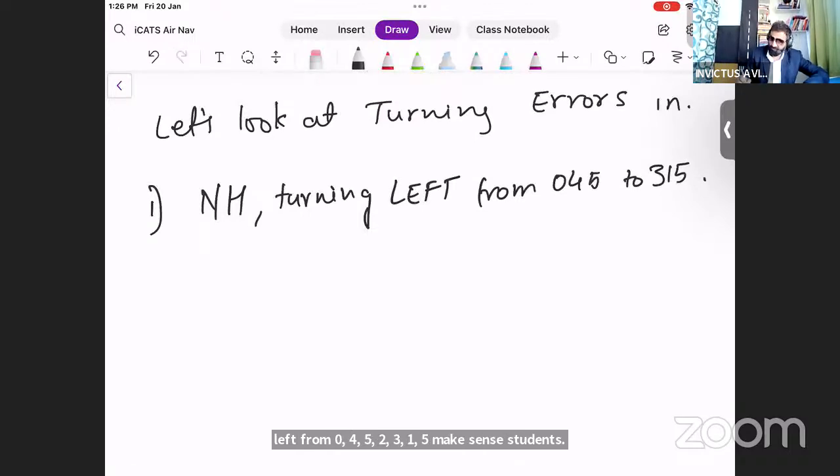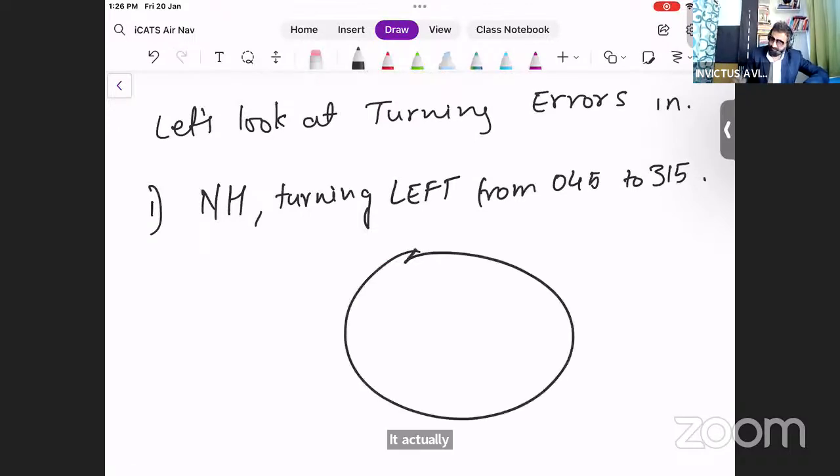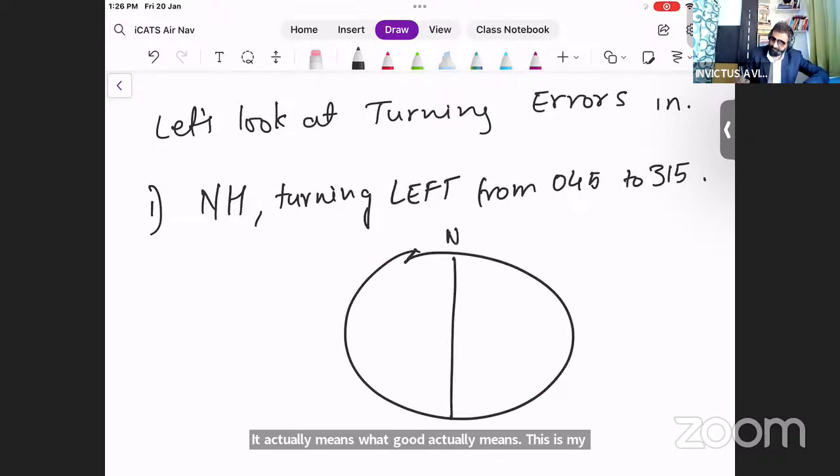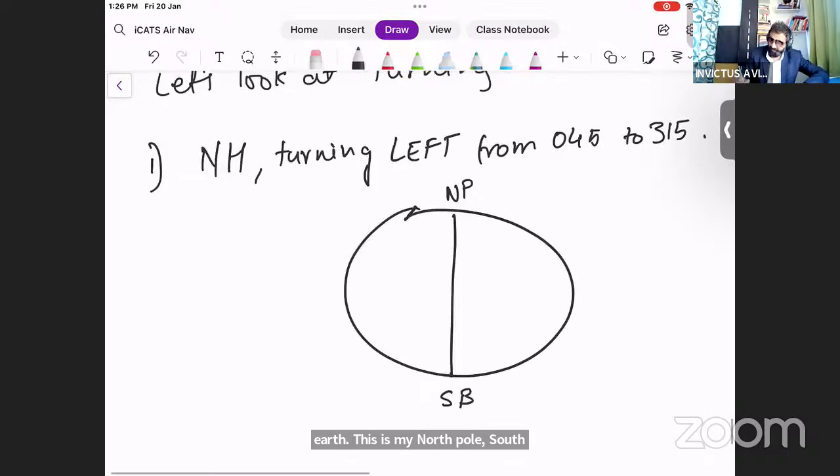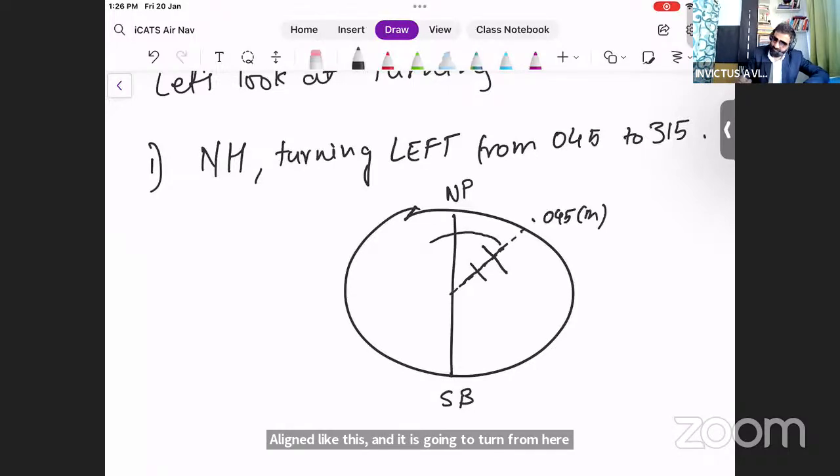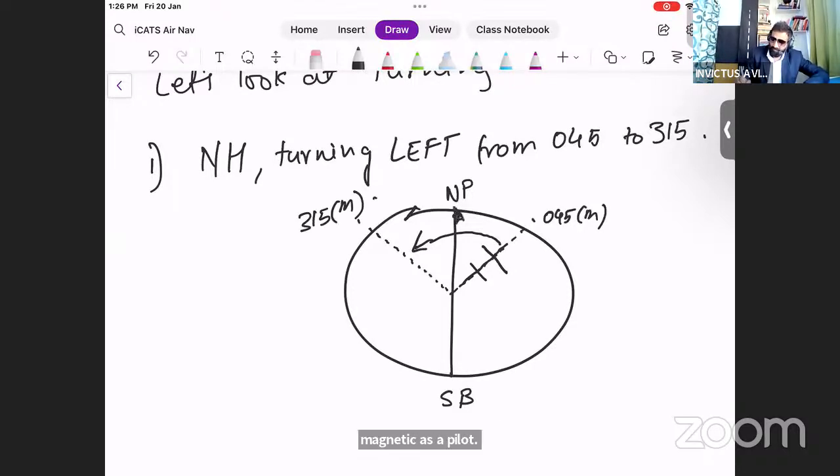It actually means this is my Earth, this is my North Pole, South Pole, magnetic axis. My aircraft is aligned like this, and it is going to turn from here, that is 045 magnetic, and it is going to take a left-hand turn, and it wants to turn till, let's say, 315 magnetic. As a pilot, when you are navigating, you will keep taking directions from your air traffic controllers.